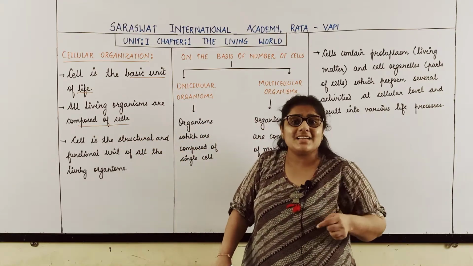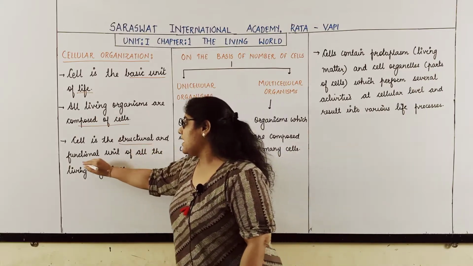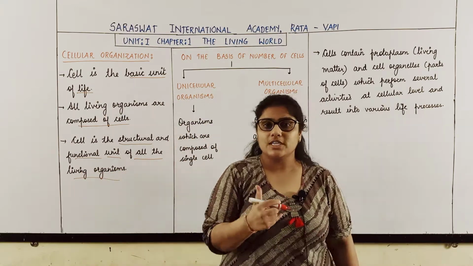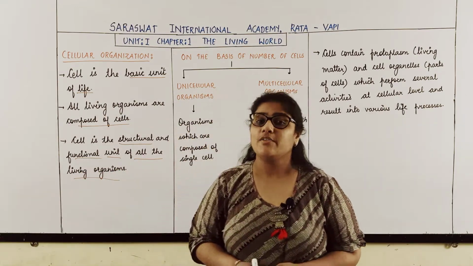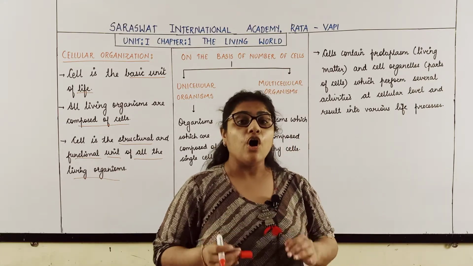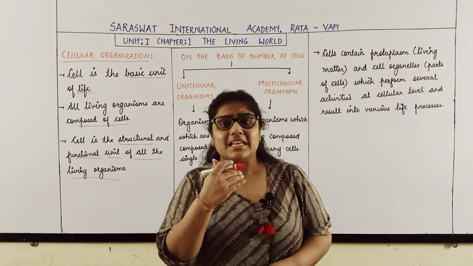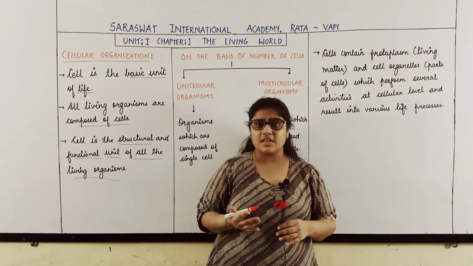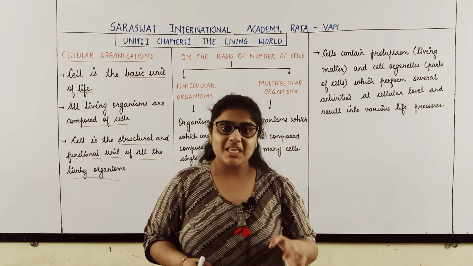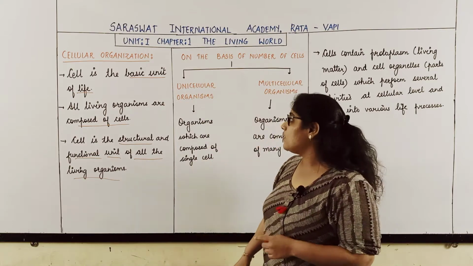So basically, how can we define a cell? It is the structural and functional unit of all living organisms, which means all living organisms are composed of cells, and whatever activities occur within living organisms are all due to the cells. So the cell is the structural and functional unit of living organisms.